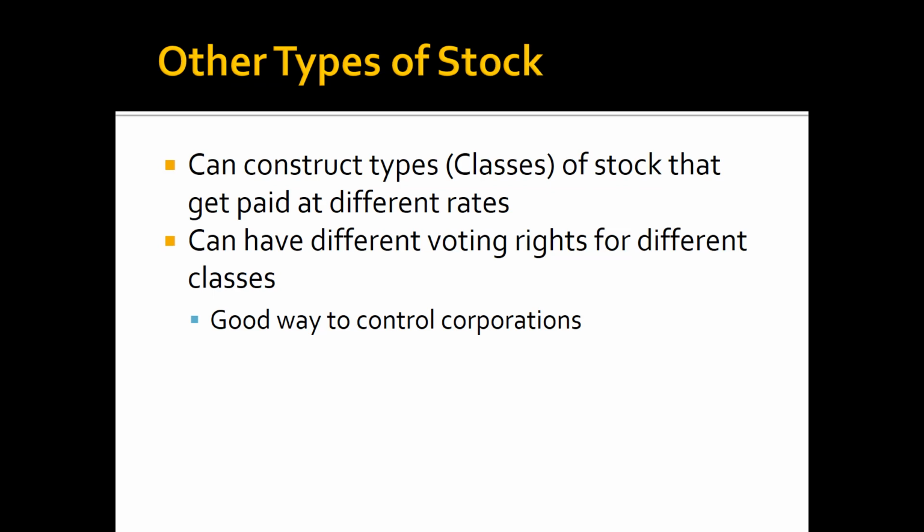Okay, other types of stock. You can construct as many different types of stock as you want. Now, to give you a quick example, and I talked a little bit about this. Let's suppose I want to control a corporation, but I don't want to own most of the shares of stock. So I'm going to set up 5 classes. Class A, B, C, D, E. There's 100 shares of A, 100 shares of B, 100 shares of C, 100 shares of D, and there are 9,600 shares of E class stock.